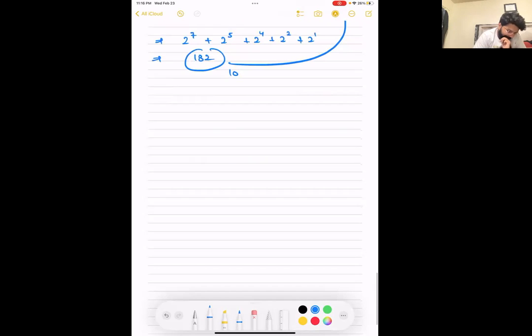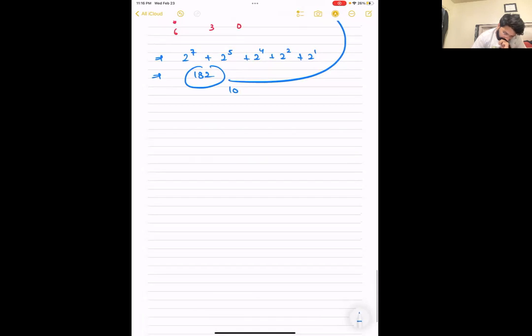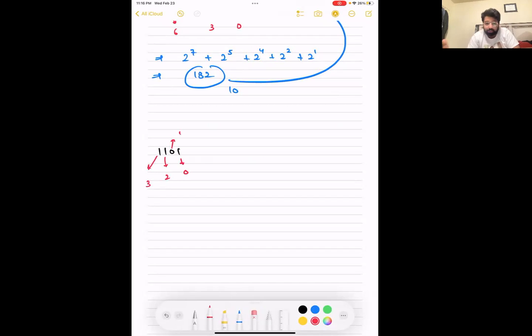For example, the next one is 1101. In this case, I have the 0th position, first position, second position, and third position. We have only 4 positions in this case. So the third position has a value of 1, so I'm going to write 2 to the 3, then add it to the next position that has a value of 1. In this case, it's 2 to the power of 2. 2 to the power of 1 is 0, so I'm just going to ignore this.